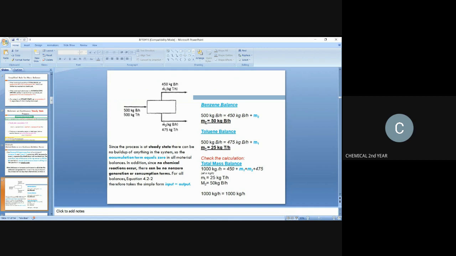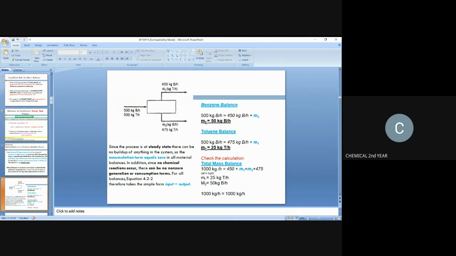First we have to make the benzene balance. That is, input is equal to output. Our input is 500 kilogram benzene per hour, and the output is in the top product, that is 450 kilogram per hour, and there will be some amount of benzene in the bottom product also, which is considered as M2. Based on this, M2 is 50 kilogram benzene per hour.